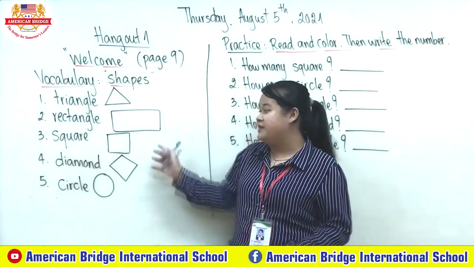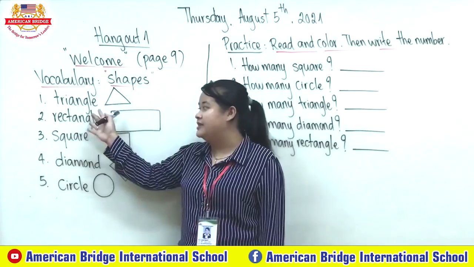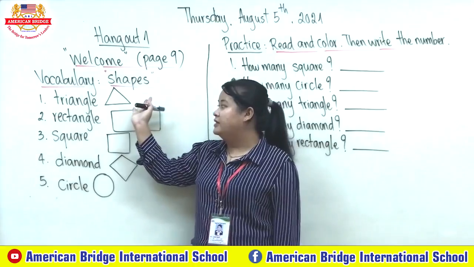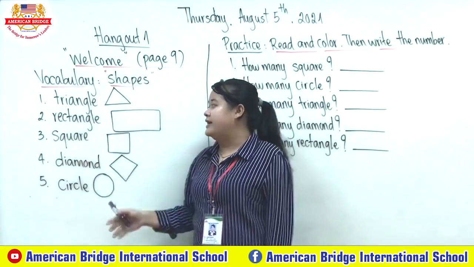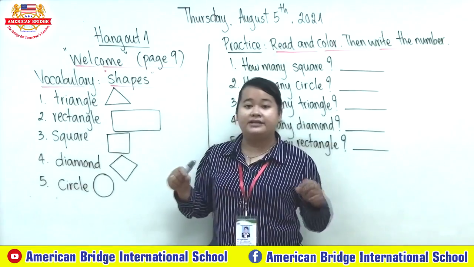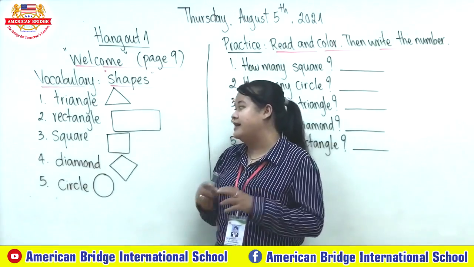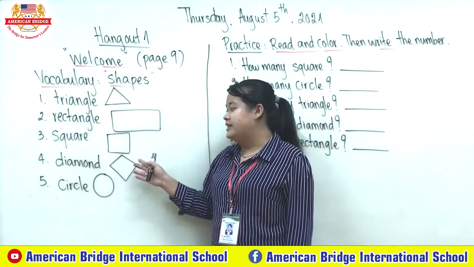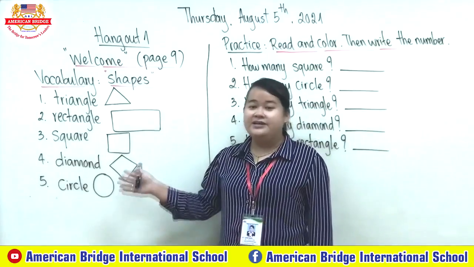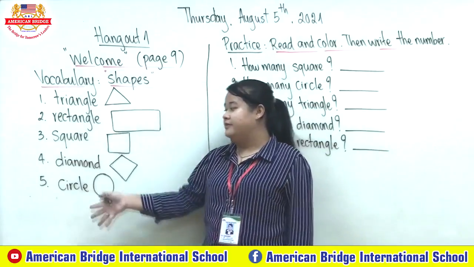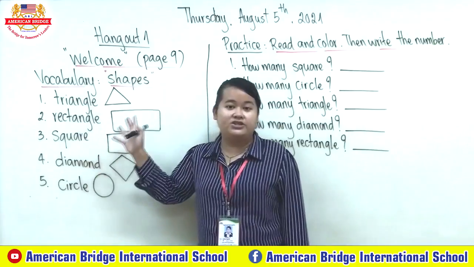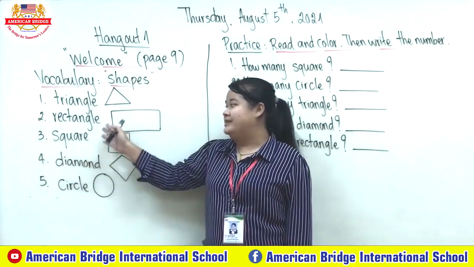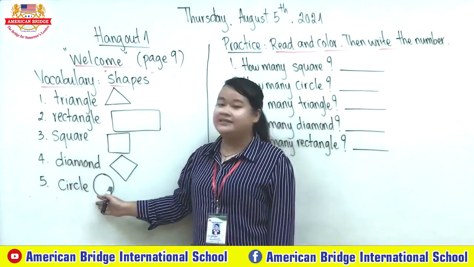Here is the picture related to our words for today. This one we call triangle, and rectangle is a little bit long. Square looks like a rectangle, but it is not long. You can see it like this, and then diamond and circle. Here are the pictures related to our words. In here we call them shapes. So for shapes we have triangle, rectangle, square, diamond and circle.